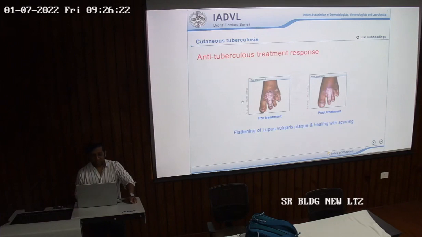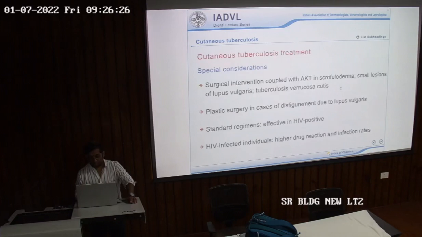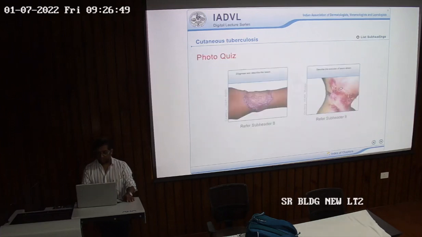So here are the photographs showing pre-treatment and post-treatment. Special considerations of treatment are surgical intervention coupled with ATT in scrofuloderma, small lesions of lupus vulgaris, and tuberculosis verrucosa cutis. Plastic surgery in cases of disfigurement due to lupus vulgaris. Standard regimens are effective in HIV positive individuals, though HIV infected individuals have higher drug reaction and infection rates. These are photographs.